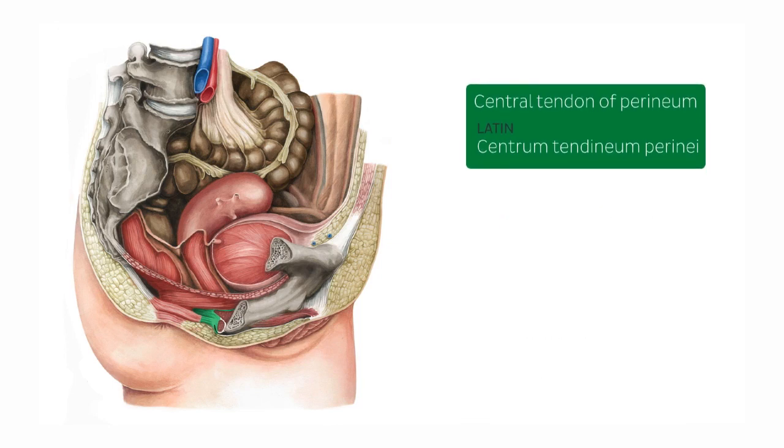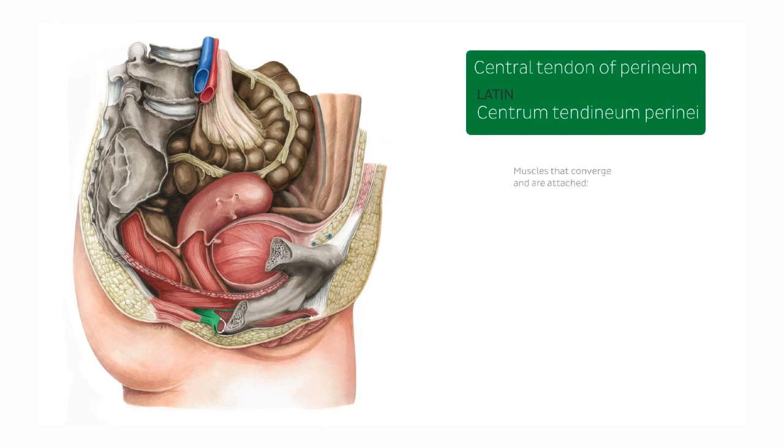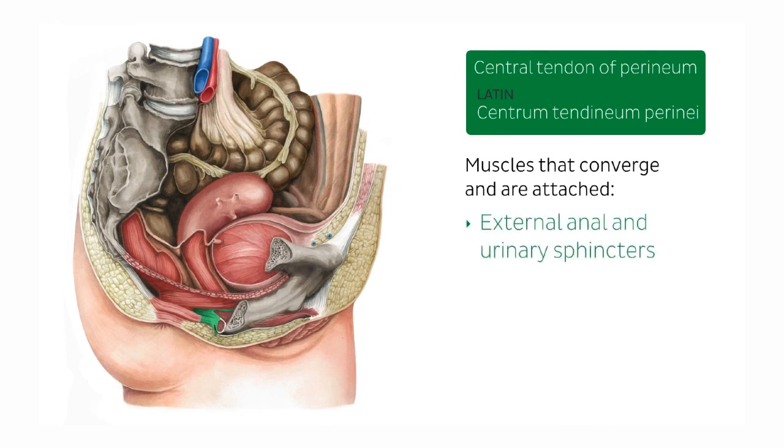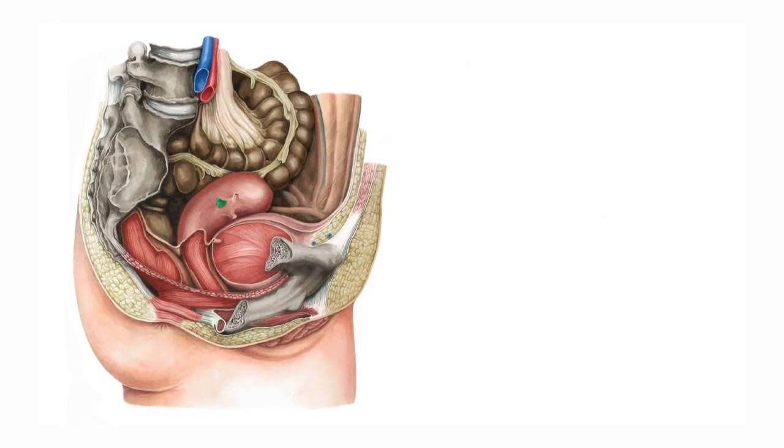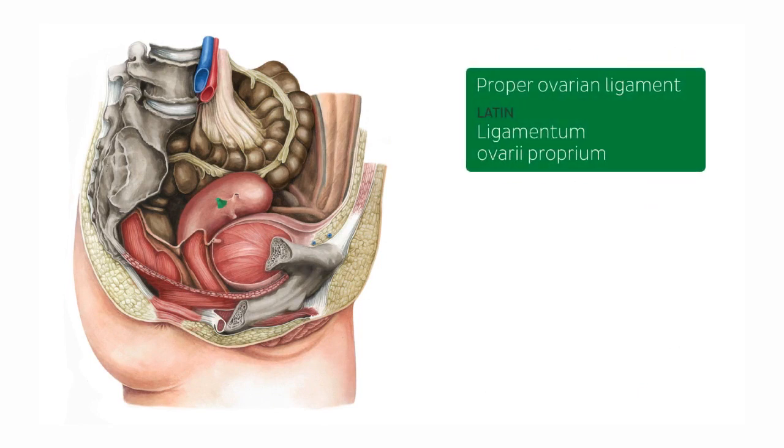At the central tendon of the perineum, there are a few muscles that converge and attach to this point. These include the external anal and urinary sphincters, the bulbospongiosus muscle, the superficial and deep transverse perineal muscles, and the anterior fibers of the levator ani. We are now ready to move on to the next structure that you see here highlighted in green. This is known as the proper ovarian ligament, or simply called the ovarian ligament.